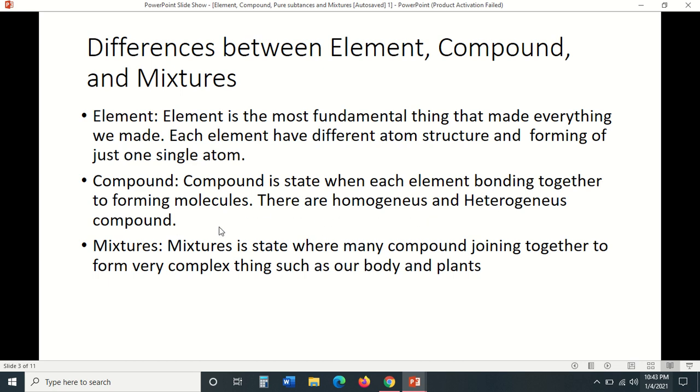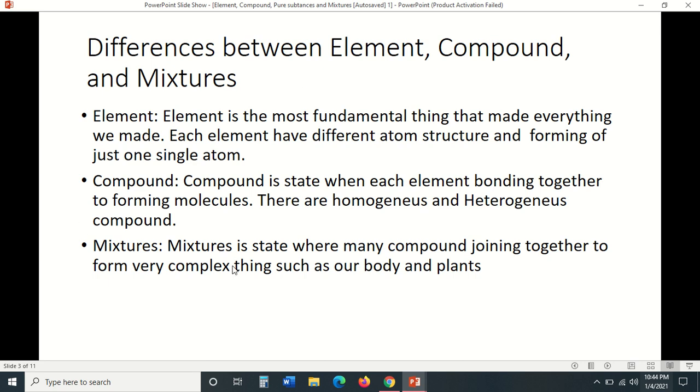Homogeneous is when the same element forms together to make a compound. So if there is a hydrogen and then a second hydrogen, they will form together to become a compound. But this compound is formed by the same element, so it is homogeneous. Heterogeneous is the opposite. A heterogeneous compound is where there are many diverse elements in that compound.